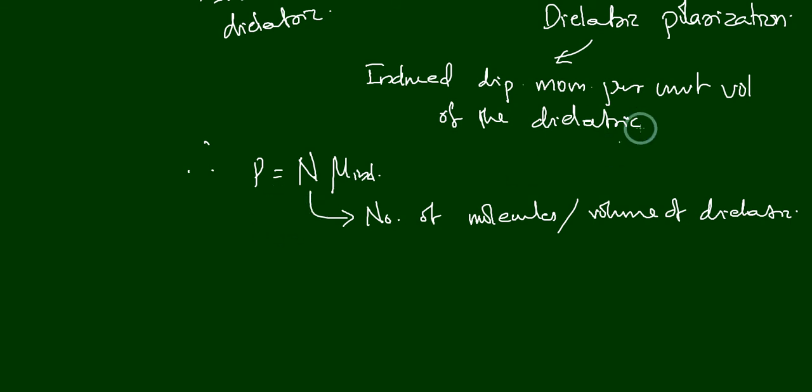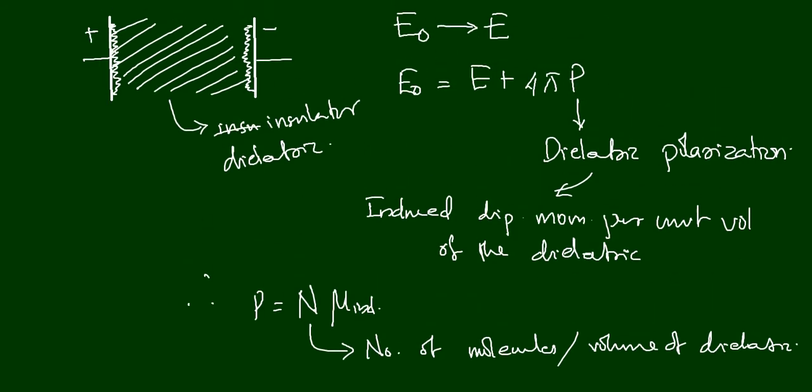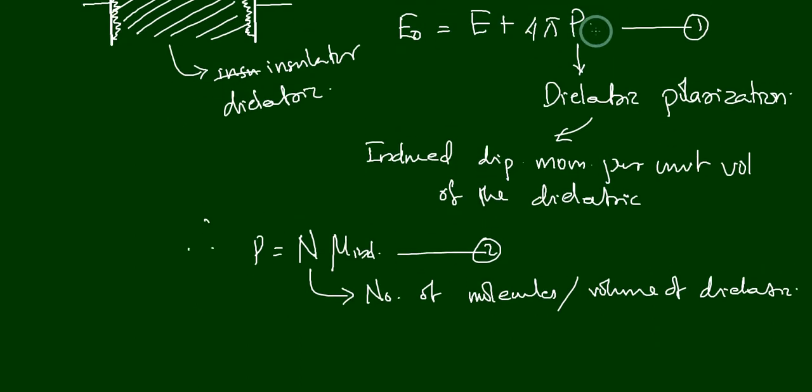Now from this one we can get an expression for the dielectric constant, because we already have an equation here. E0 is equal to E plus 4 pi P. Let me call this equation number 1, and let me call this equation number 2. And from equation number 1 we will get what? E0 is equal to E plus 4 pi P.